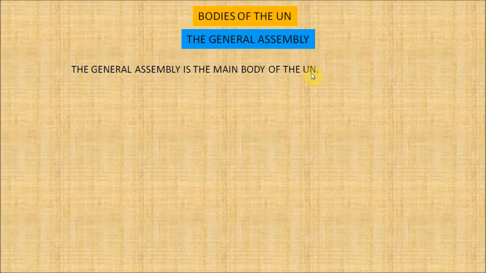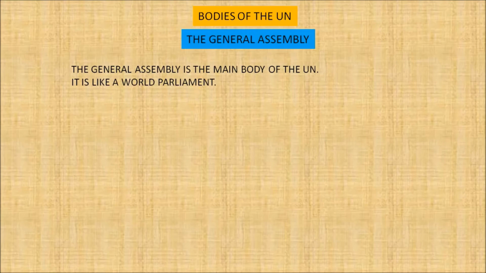Now let's move on to see the bodies of the United Nations. The United Nations has 6 major bodies to carry out its activities. First and foremost, the General Assembly. The General Assembly is the main body of the United Nations. It is like a world parliament.